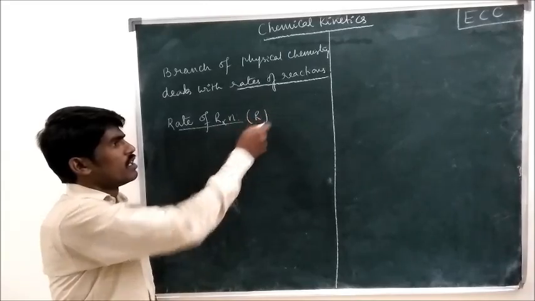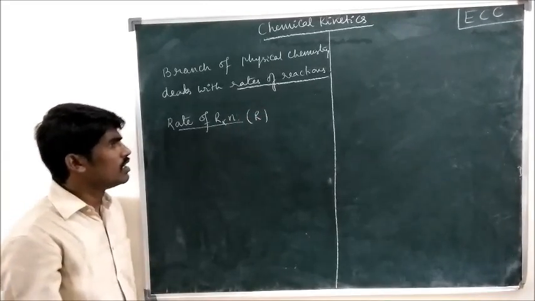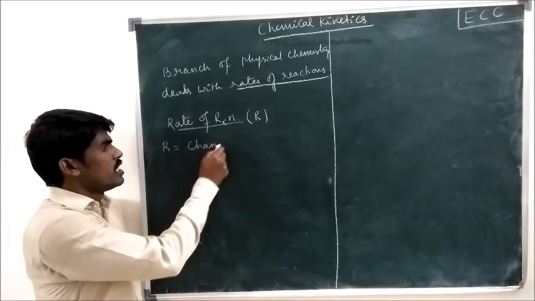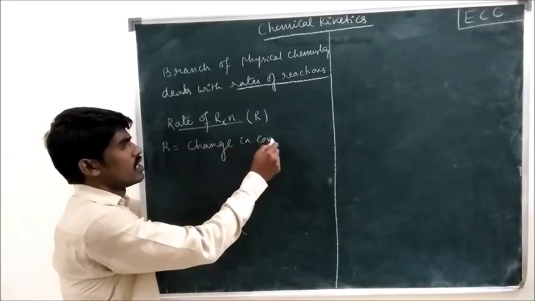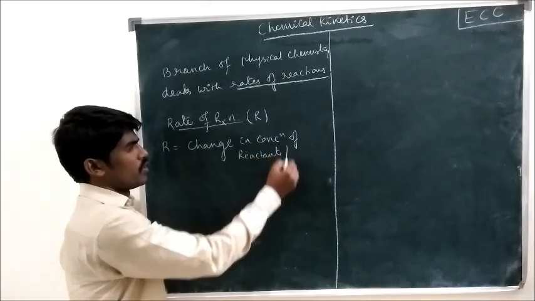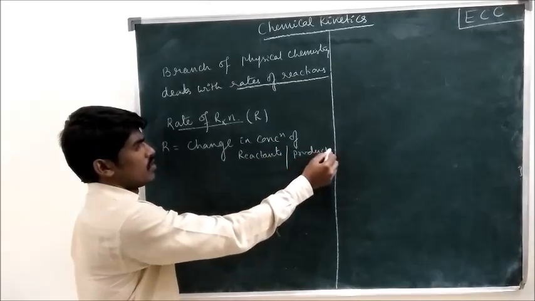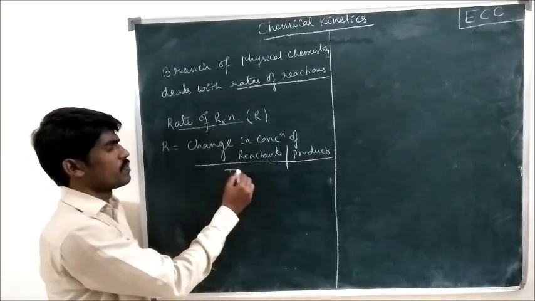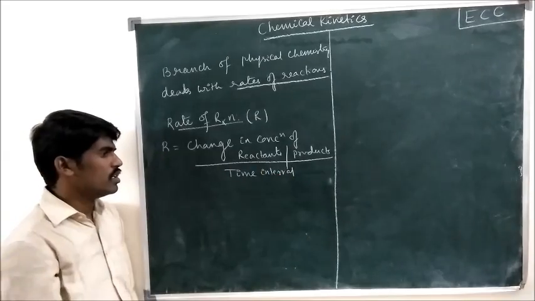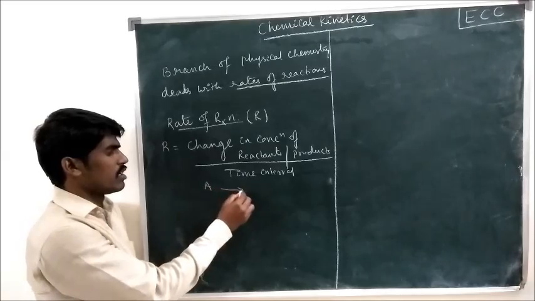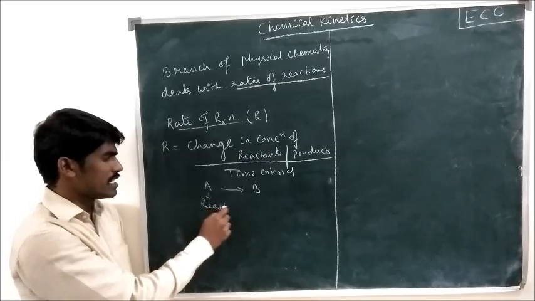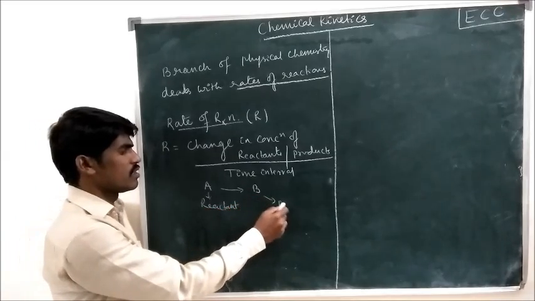Rate of reaction, I am giving it as R. Right? So what exactly is meant by rate of reaction? R is equal to change in concentration of reactants or products. Change in concentration of reactants or products with respect to time is called rate of reaction. For suppose if you consider a reaction, A is giving rise to B. A is considered an example of a reactant and B is considered the product.